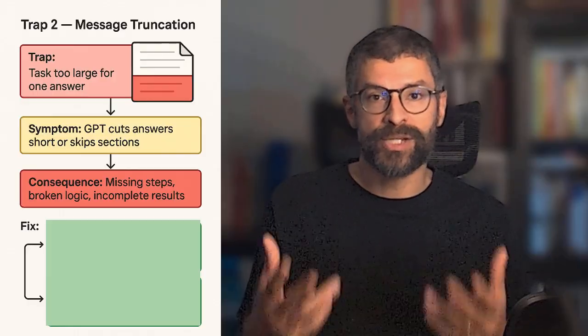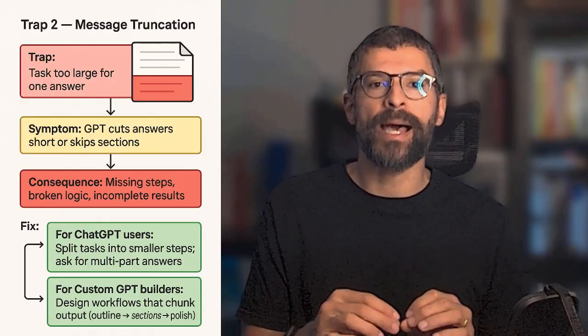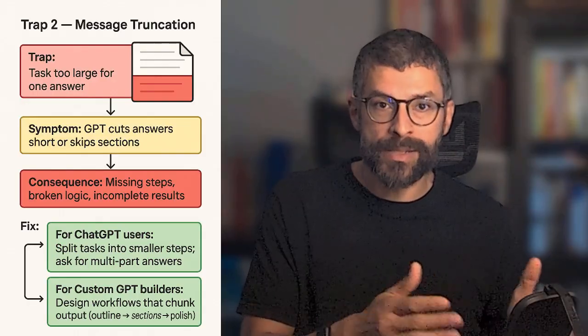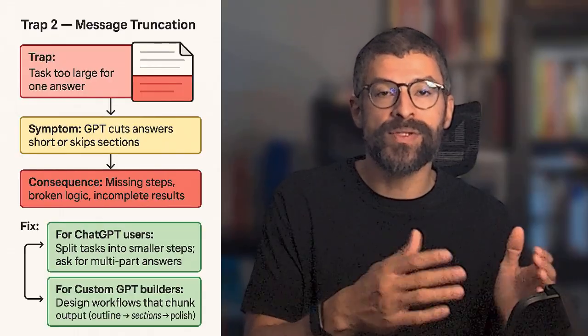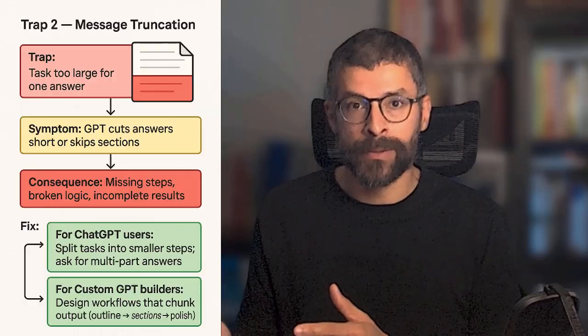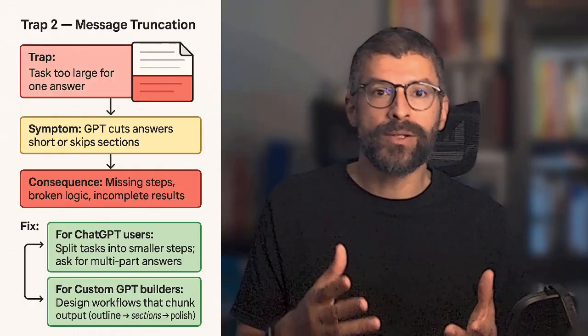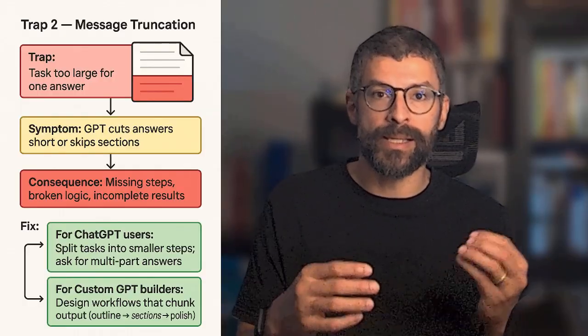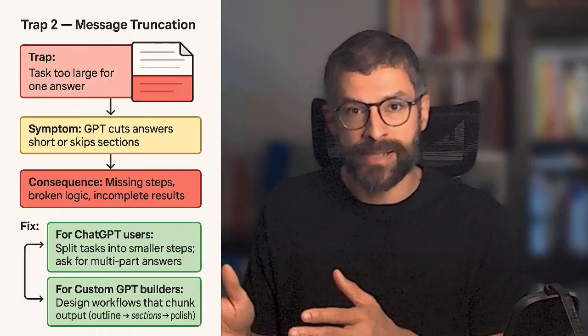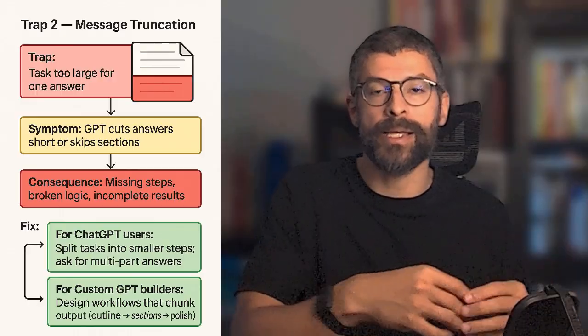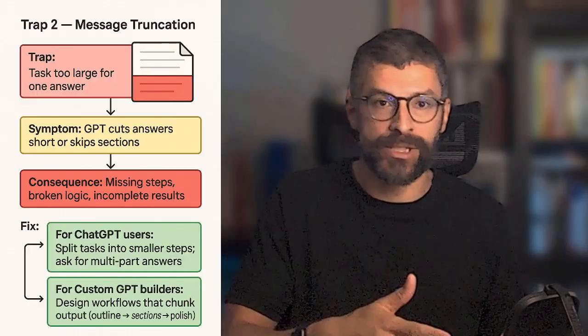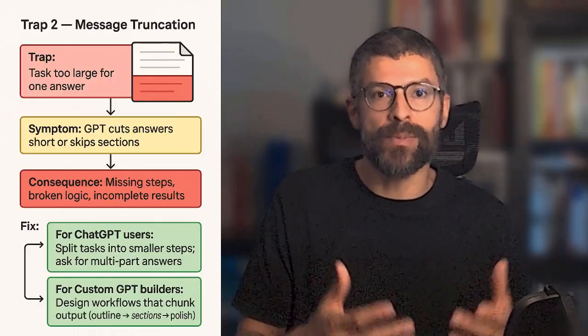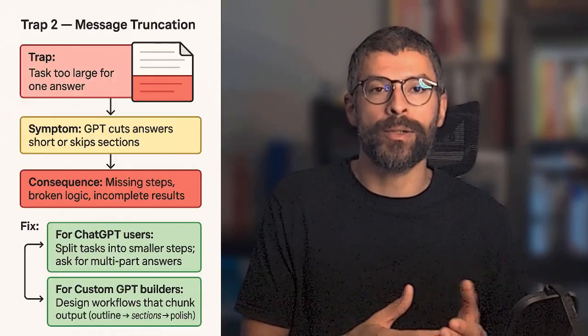The fix is simple. As a ChatGPT user, split big asks into smaller parts, get one section at a time, or tell it to use several messages to avoid token truncation. That way, nothing gets cut. If you build custom GPTs, write the rule into the system prompt. Answer step by step, start with the outline, then each section one at a time, then polish, for instance. You can also teach it to keep going in follow-ups when the token cap hits.